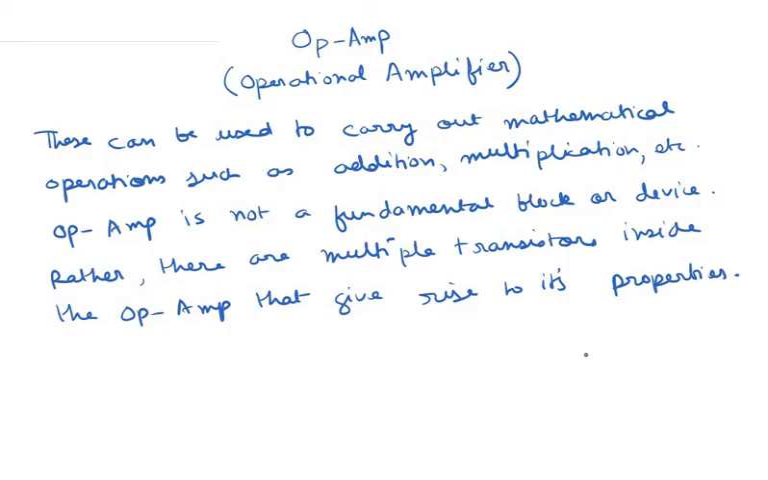Okay, so let us see the block diagram of an op amp. We will not discuss the construction of an op amp, or in detail how the transistors are connected inside the op amp to give rise to its properties. Rather, we would take the op amp as a black box. So op amp is represented by a triangle, and an op amp has two input terminals. One is denoted by plus and the other terminal is denoted by minus. So these are the input terminals basically.